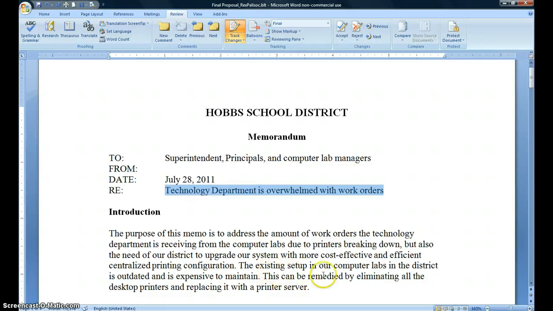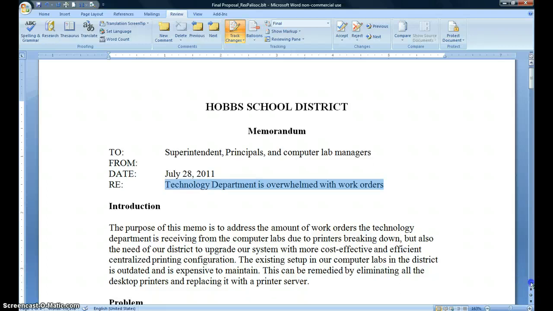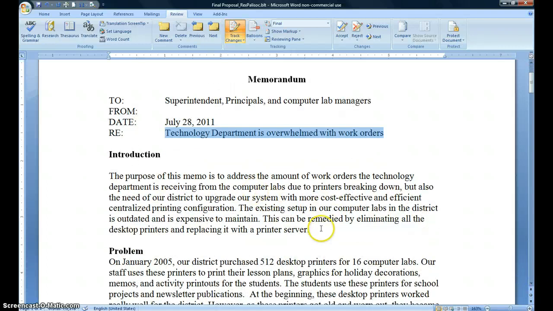But let's see. The purpose of this memo is to address the amount of work orders the technology department is receiving from the computer labs due to printers breaking down, but also the need of our district to upgrade our system with more cost-effective and efficient centralized printing configuration. Style needs some work there. The existing setup in our computer labs in the district is outdated and is expensive to maintain. This can be remedied by eliminating all the desktop printers and replacing it with a printer server. Despite some of the style errors, it's a great introduction. It grounds the context of what is going on. It talks about the problem, and it highlights the solution.